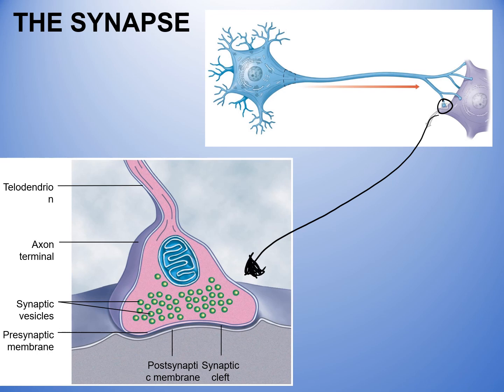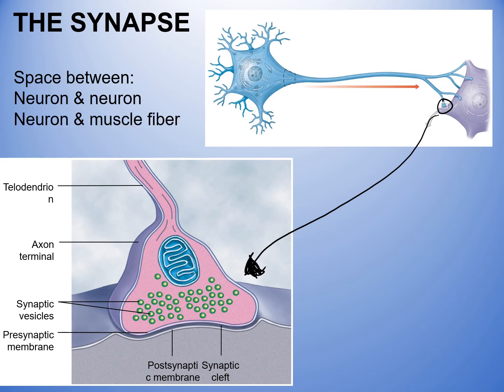We know that the feet or the toes of an axon of a neuron are called the telodendria, and the toes are called the axon terminals. And you guys know that the neurons don't actually touch, but there's a very small space that separates them called the synapse. So it can be a space between a neuron and a neuron, or between a neuron and a muscle fiber. When it's a space between a neuron and a muscle fiber, we call that the neuromuscular junction. We've already talked about that.